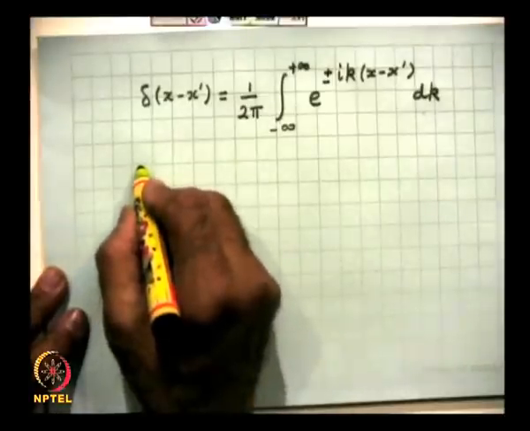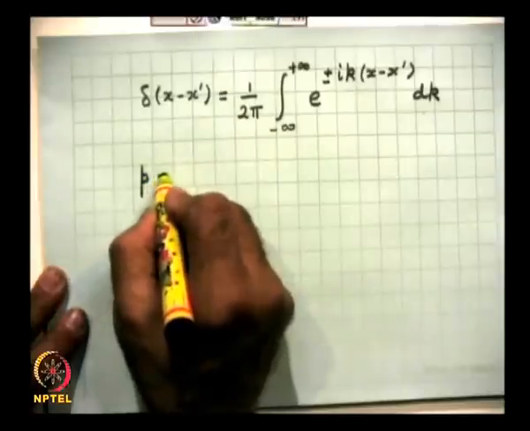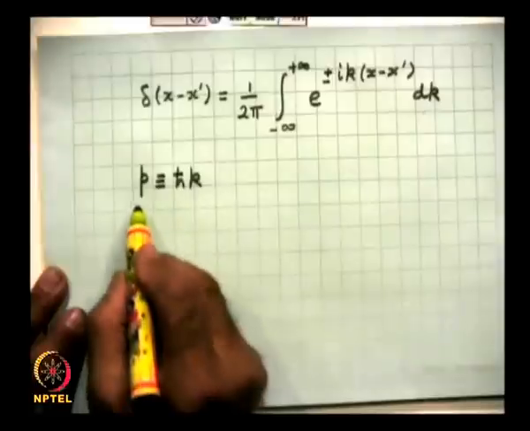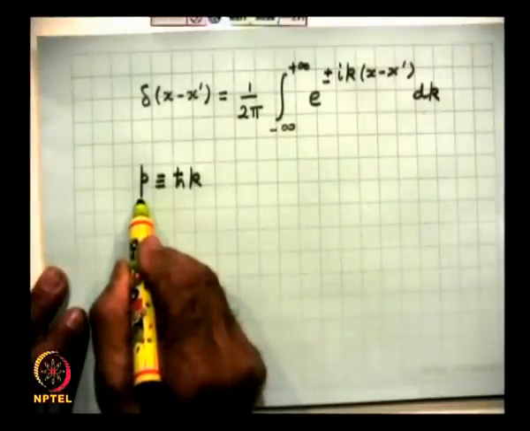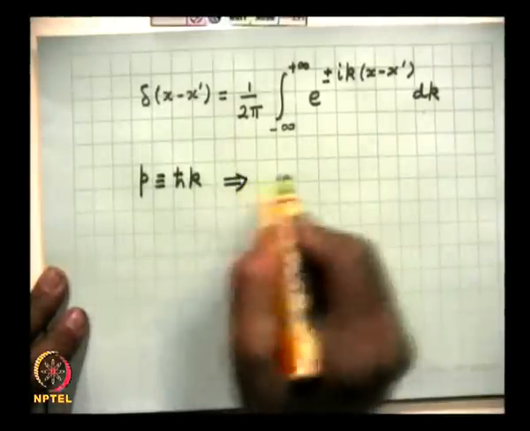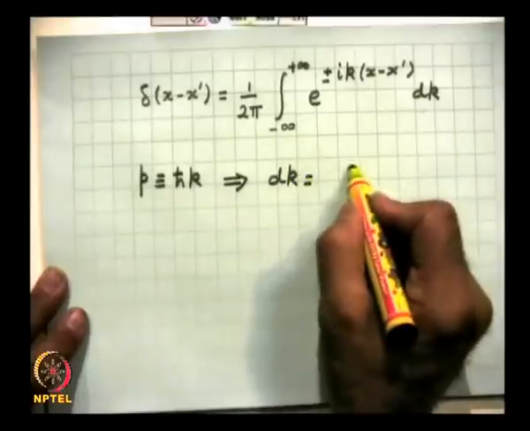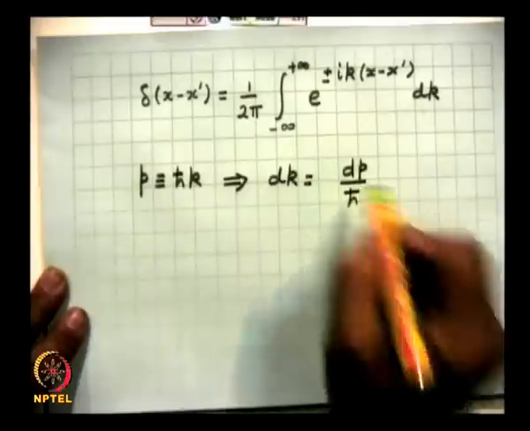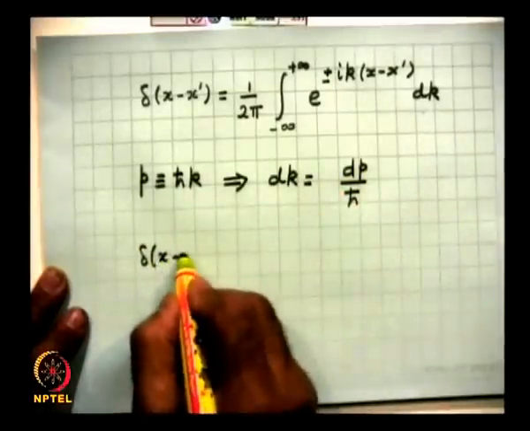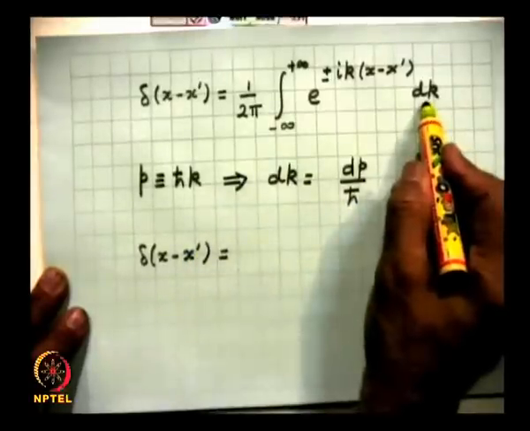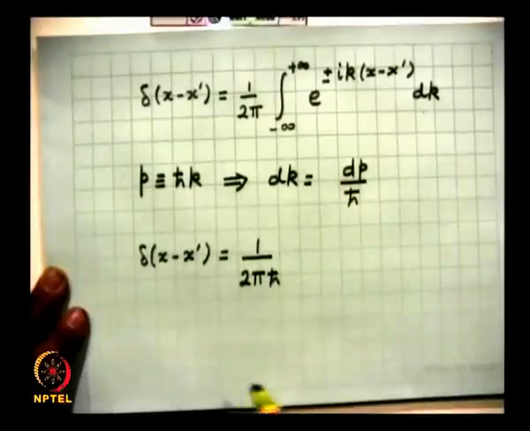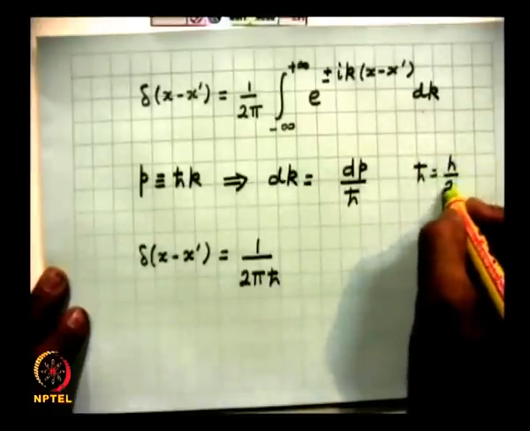Now, let me introduce a variable p which we define as p is equal to h cross k. We will associate this later with momentum, but let us do this right now just as a mathematical variable. Then from this equation you will find that d k is equal to d p by h cross. So, if I substitute it here, I will get delta of x minus x prime is equal to, with d k equal to d p by h cross, 1 over 2 pi h cross, where h cross is the Planck's constant h over 2 pi.